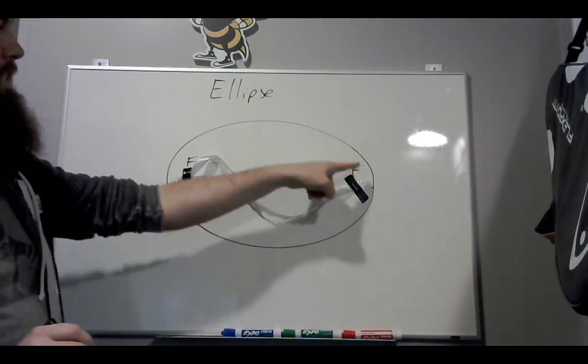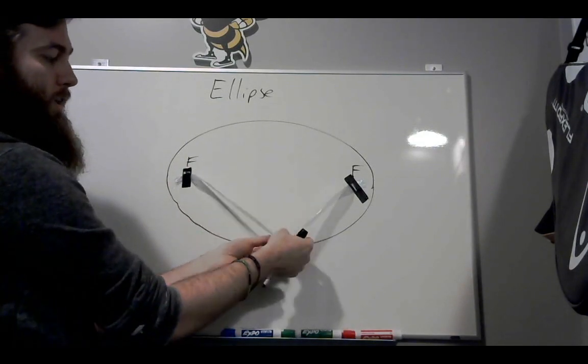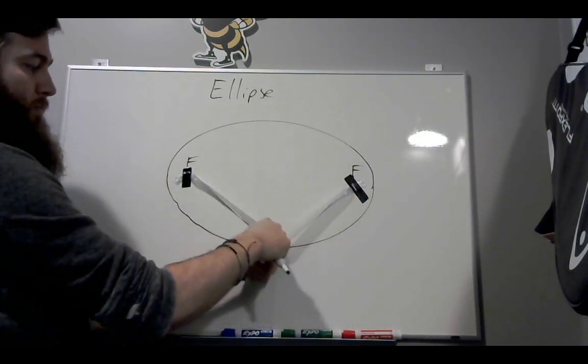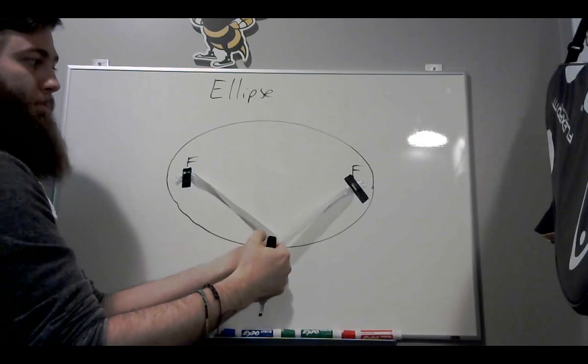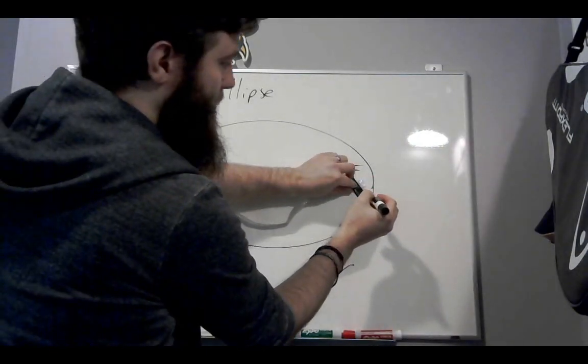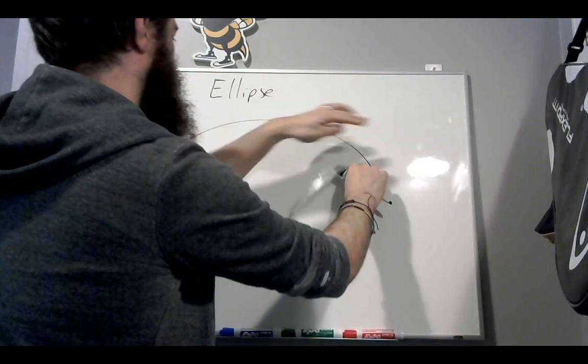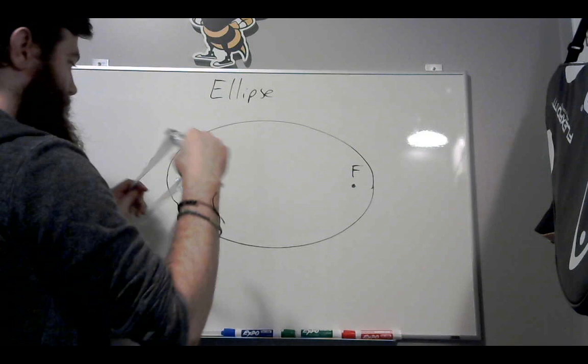Every single one of these points was drawn using the tension of this string, because the sum of both of these distances is always going to be equal. So again, this point right here was a focus, and this point over here was one of our foci.